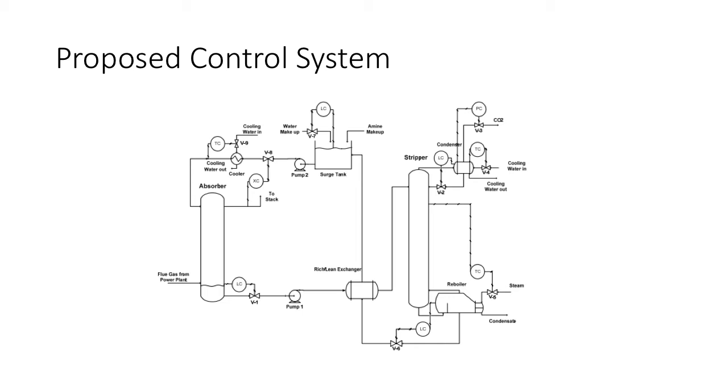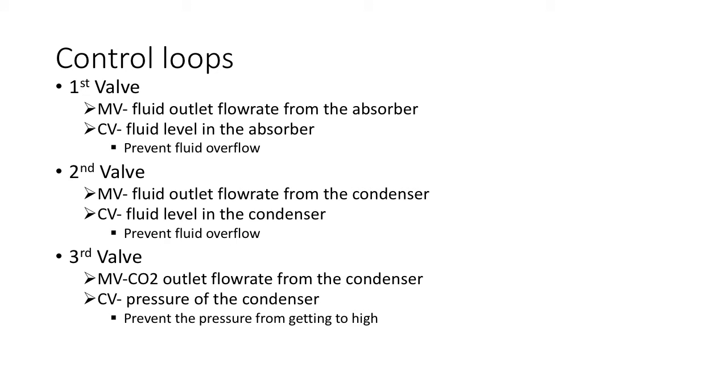4 controllers are used for the level control, 2 in the stripper, 1 in the absorber, and 1 in the surge tank, which are valves 1, 2, 6, and 7. The control variables of these valves are the levels of the fluid, and the manipulated variables are the outlet flow rates from the respective equipment to prevent fluid overflow.